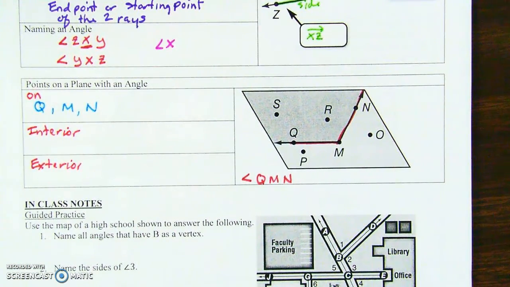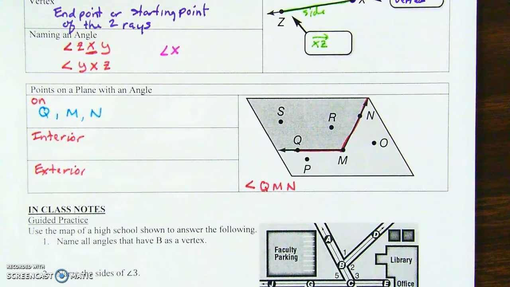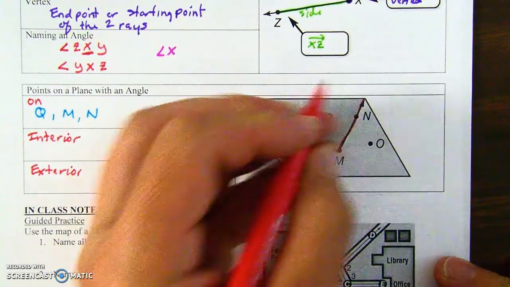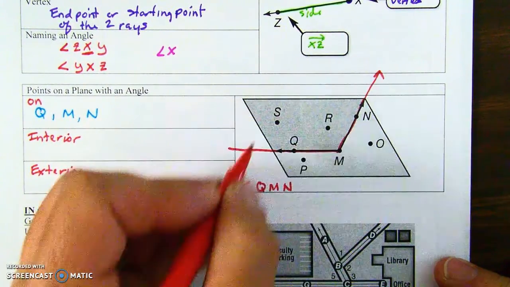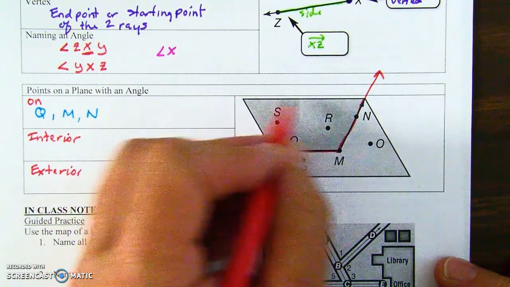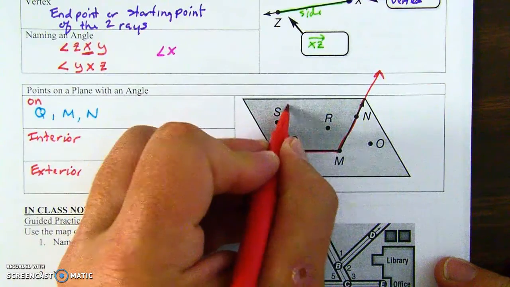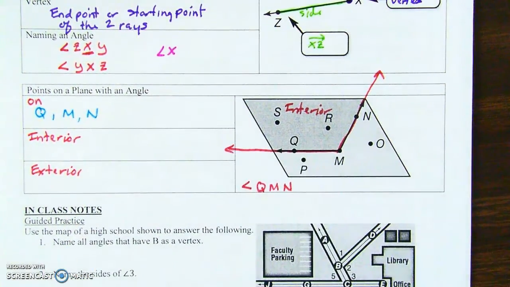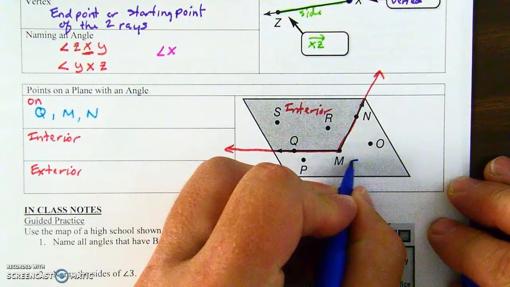Okay, now interior, what it basically means is whatever's on the inside of the angle. So we drew in red here, and if I were to extend this all the way out, we could do that, and we could extend it out that way. So we're talking about this area, the darker shaded area, is called the interior.